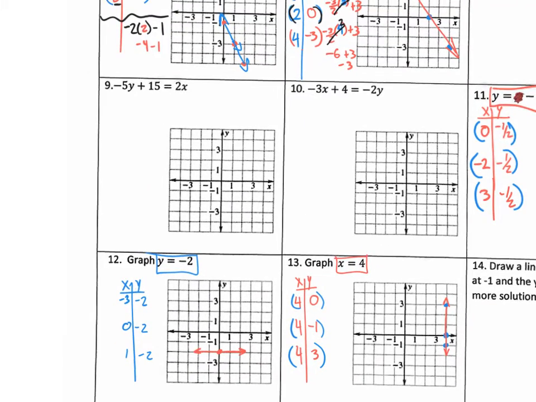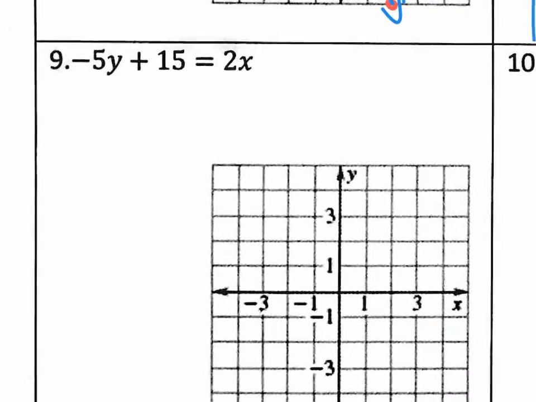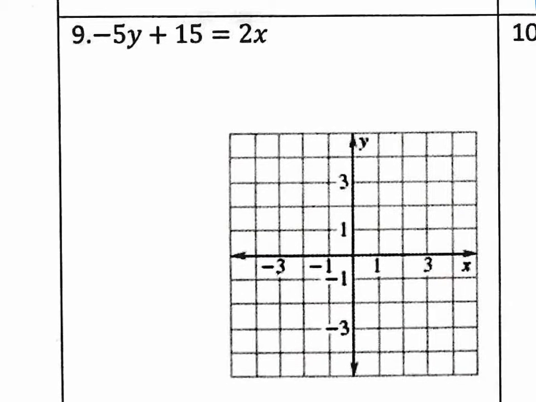For funsies, should we do number 9? Why not? No, not enough time. Okay, then we'll stop right there. You are responsible for having all this complete.